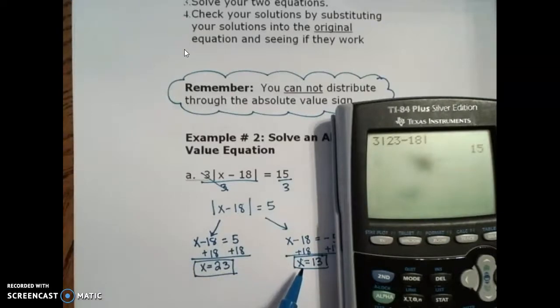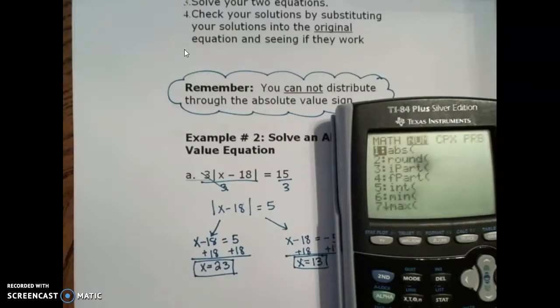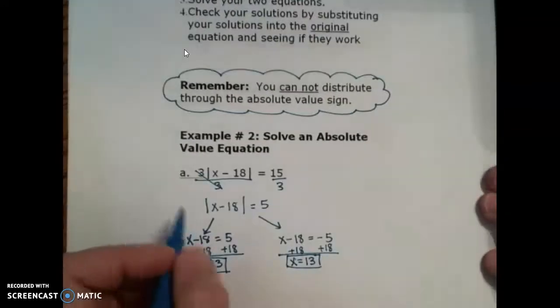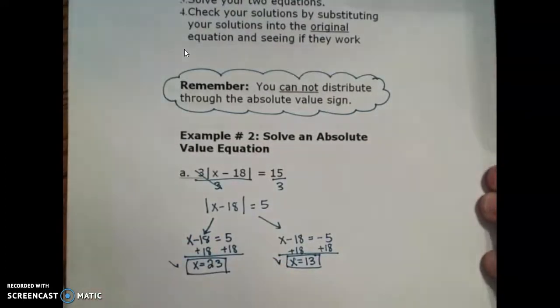Let's try x equals 13. So 3, math, over to number, hit your absolute value bars. We're going to substitute 13 in this time, hit enter, and you can see that it's equal to 15. So we've checked both solutions. We know those are good.